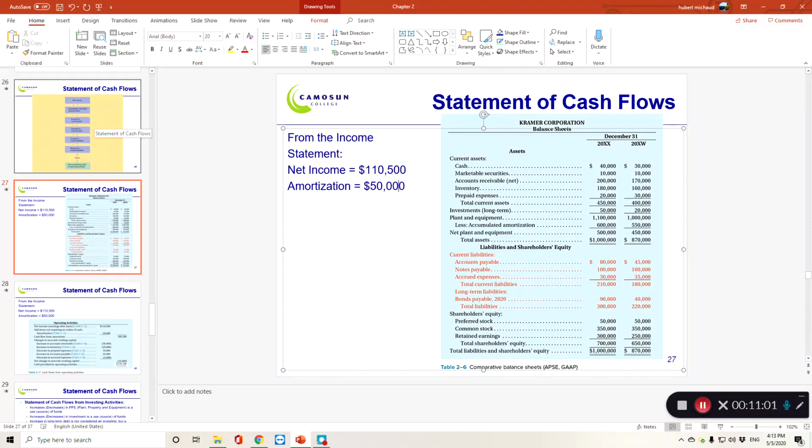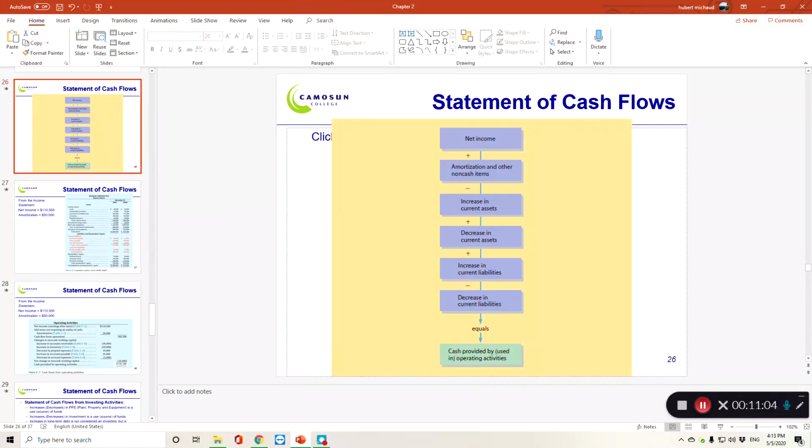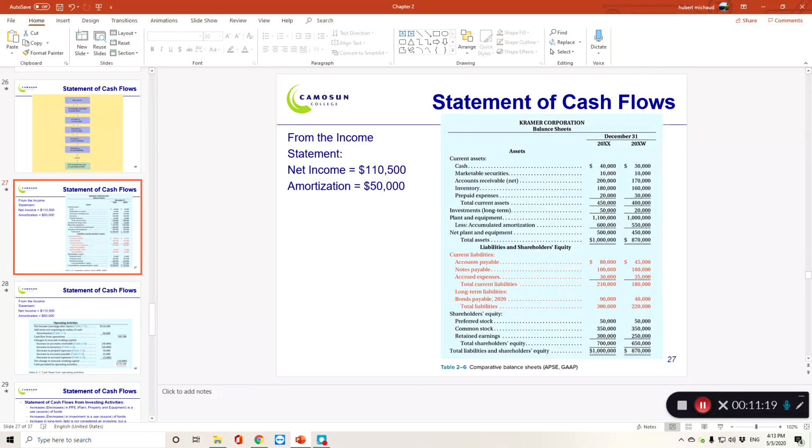Then we need to go through our balance sheet, right? And we need to subtract all the increases in the current assets and add all the decreases in the current assets, and so on and so forth. Again, I'm not just following a formula here. I'm doing it logically for you because I think that's the best way to remember it and not forget it for the rest of your life, right?